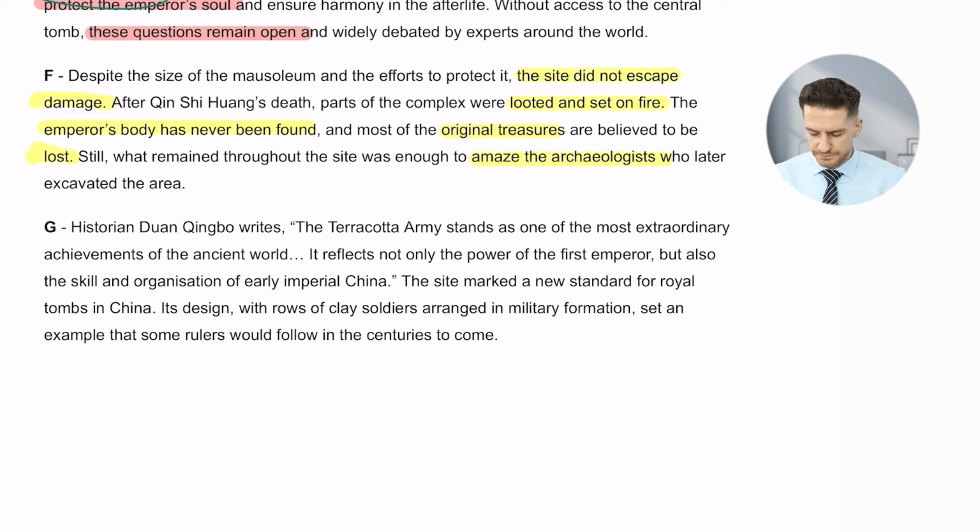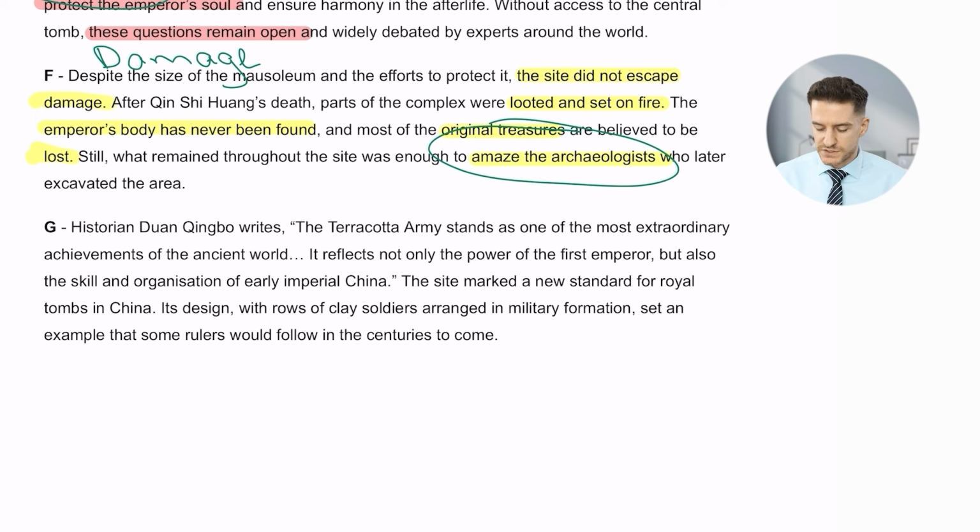So for this one, it could be something about damage, and it also could be something about this. Okay, yes, all of these bad things happened. So the parts of the complex were looted and set on fire. There was some damage, but it said the site was enough to amaze archaeologists. So it could be something like damage, but also a good experience or a good thing.